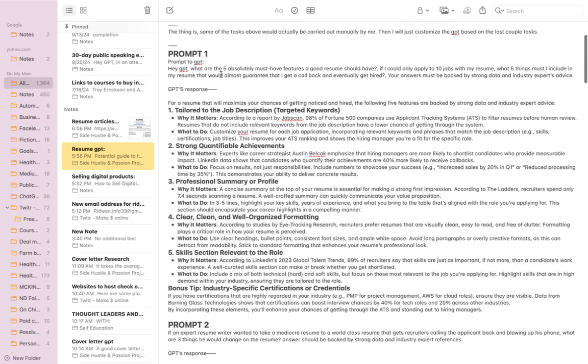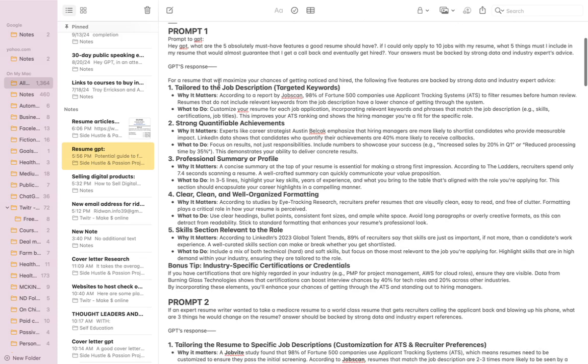So this is what I wrote because I wanted to find out what makes a really good resume, not just from my own perspective, because I've done my own market research. I understood what makes a good resume, but I wanted to hear from the AI model itself, because these models are trained and have access to some of the information on the internet, so they can crawl the internet and give you a pretty decent response. So this is ChatGPT's response for a resume that will maximize the chances of getting noticed and hired.